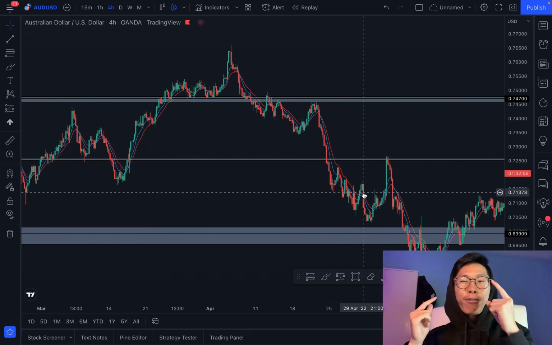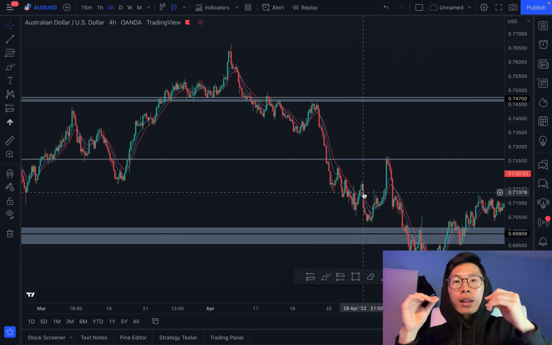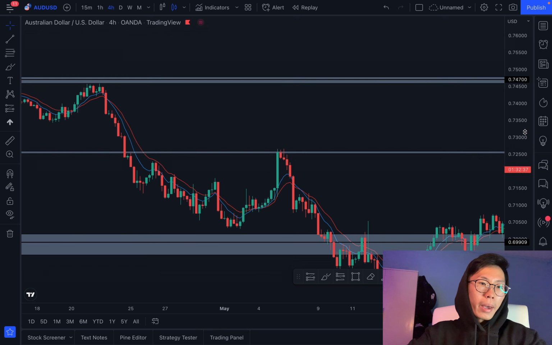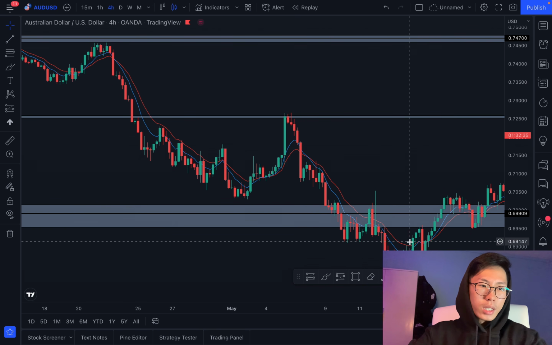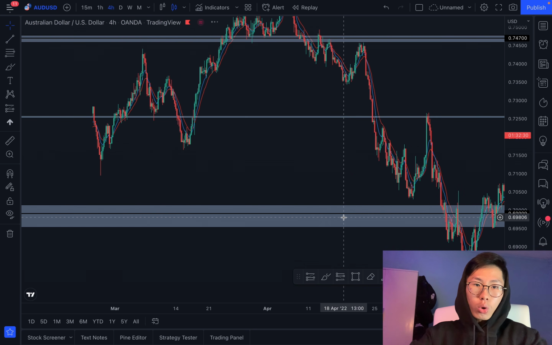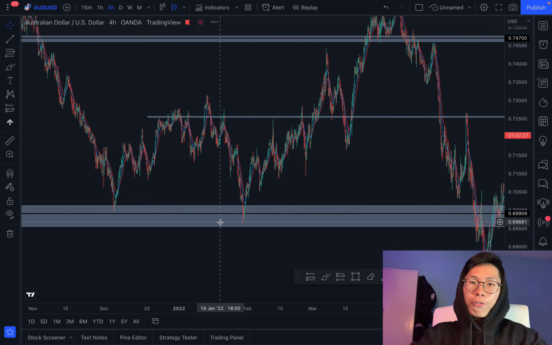I'm going to show you guys a few more examples so that you can really grasp the concept of getting these sniper entries with zero drawdown. So right now I have marked up AUD/USD, and as you can see, price is at this support area right now, and this is a super strong support level that price has very rarely broken past.